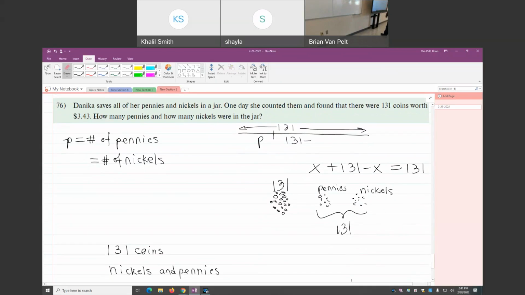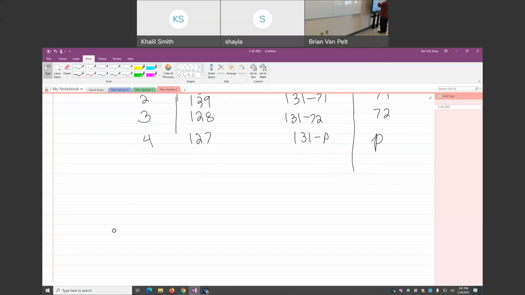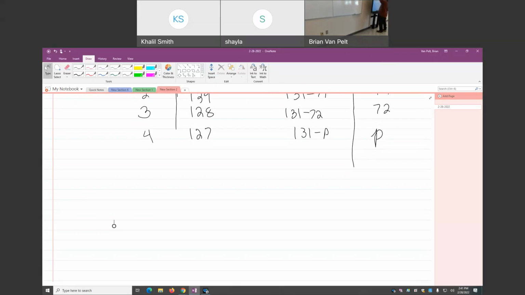All right, so we have 131 coins, it's worth $3.43. Total of pennies, plus the nickels, equal to $3.43. How much is each penny worth? Cent. So it would be 0.01 times P. Now, can you tell me how about the nickels? How much are they worth each? 0.05 times what quantity?